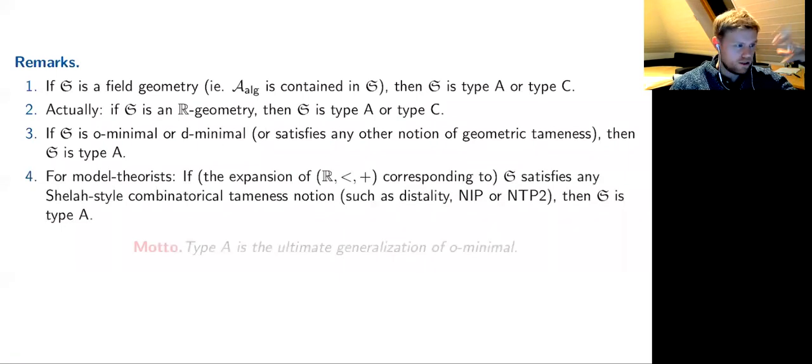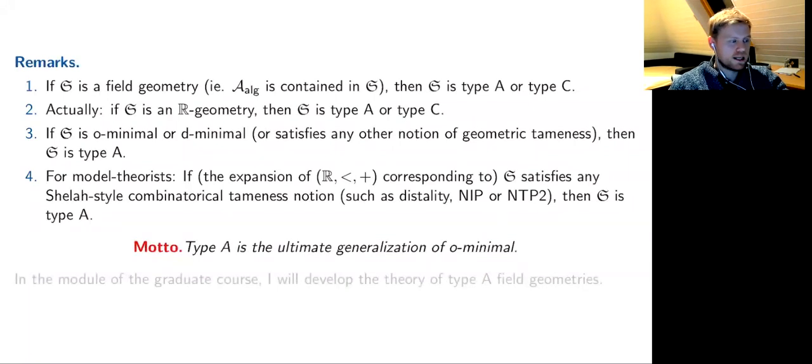If you are a model theorist, so you care more about the geometric, combinatorial kind of tameness notion, then this is also all type A. By any Shelah-style combinatorial tameness notion, like distality, which is very in vogue, NIP, NTP2, they are all in this type A setting. So for me, the motto here is that type A, in the setting of the real geometries, is the ultimate generalization of o-minimality.